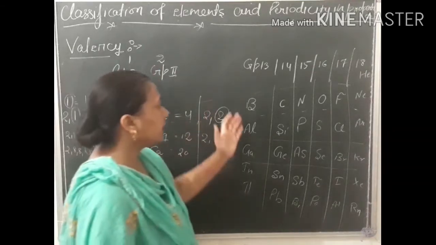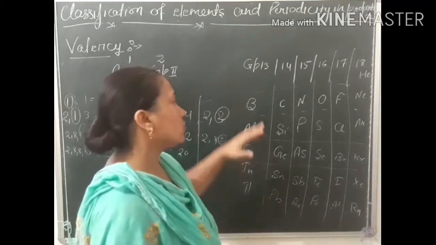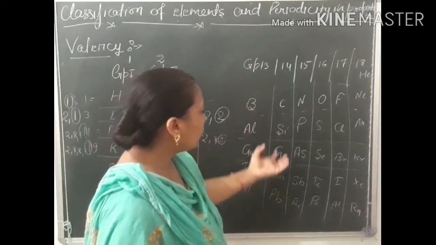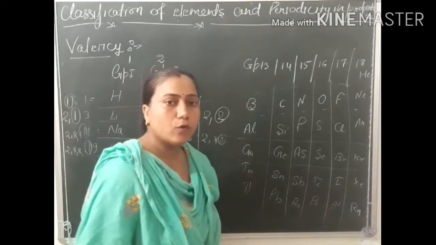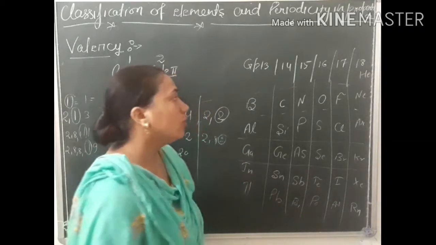And group 13 elements have 3 electrons in their outermost shell. So these elements have valency 3. And group 14 elements have 4 electrons in their outermost shell, so its valency is 4.